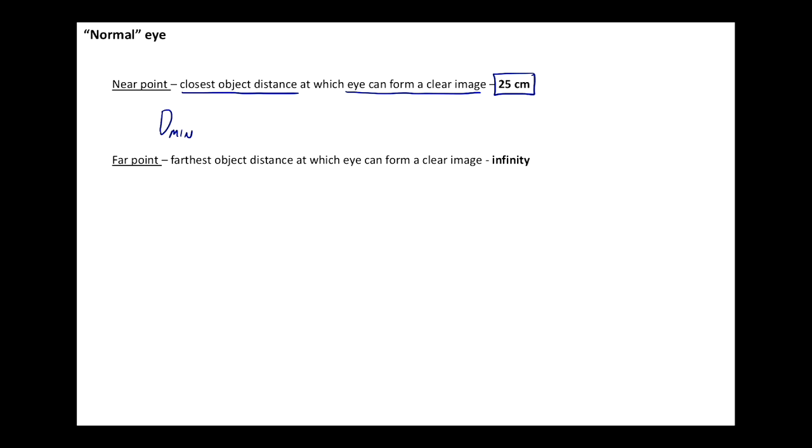The other end of the spectrum is the far point, the farthest object distance at which your eye can form a clear image, and you might be surprised that that is supposed to be infinity. Well, it sounds sillier than it actually is. Can you see stars? They're pretty far away. Can you see the moon? It is pretty far away. It might as well be infinity.